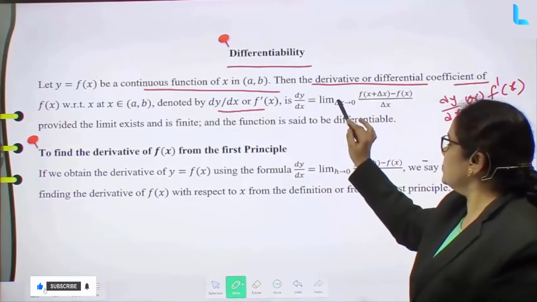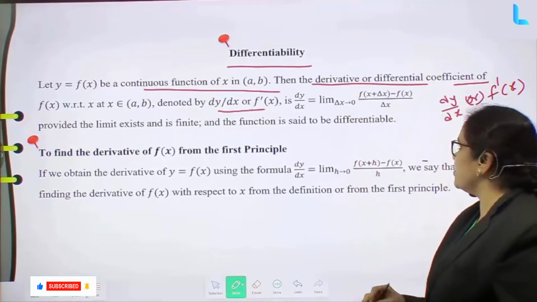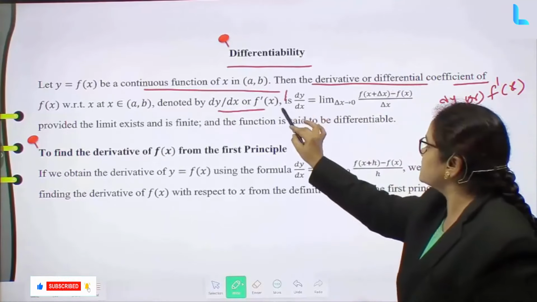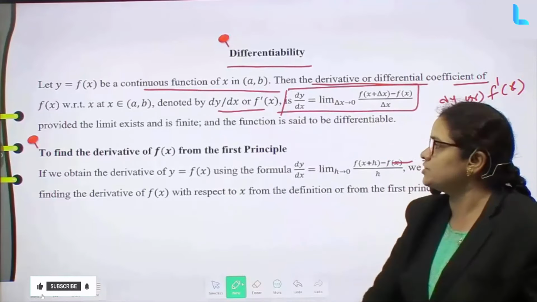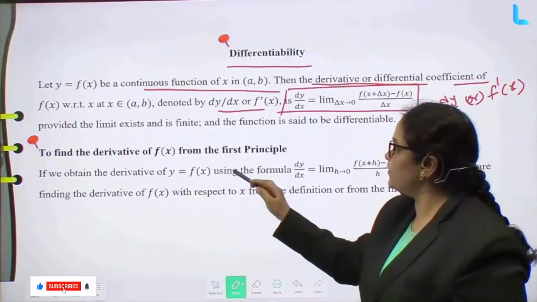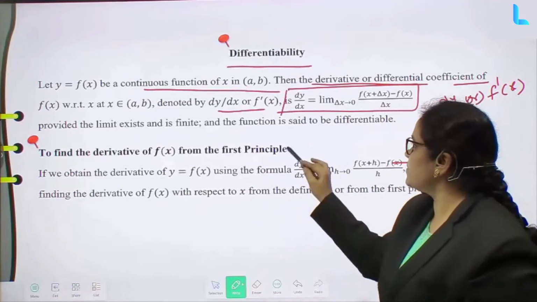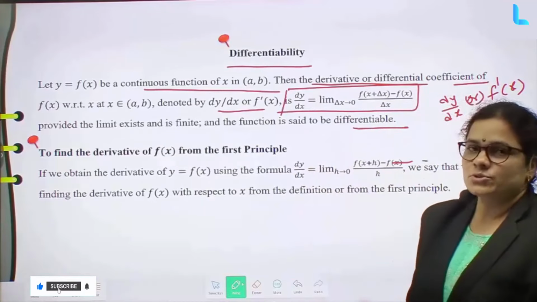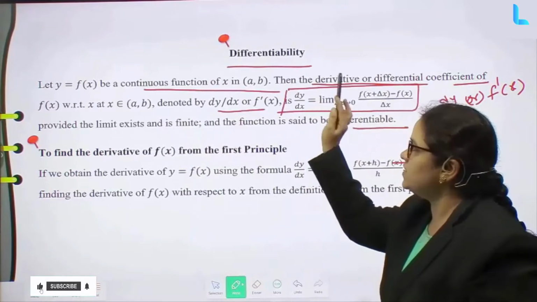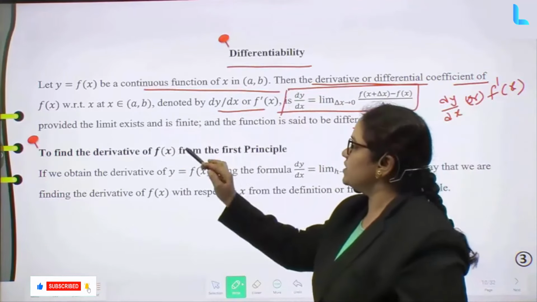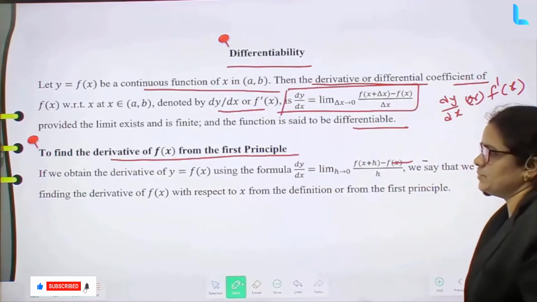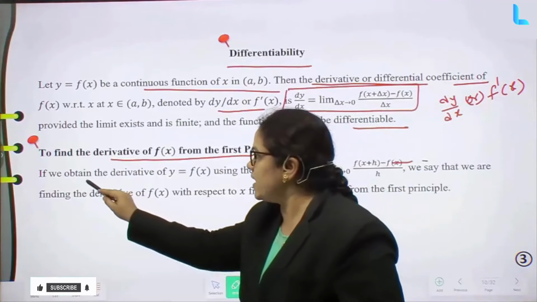Or another one, f dash of x is dy by dx equal to limit delta x approaches 0 of f(x plus delta x) minus f(x) by delta x. So this is the general form of differentiability, provided the limit exists and is finite. And if this value is also finite, the function is said to be differentiable. So this is the general form of differentiability.